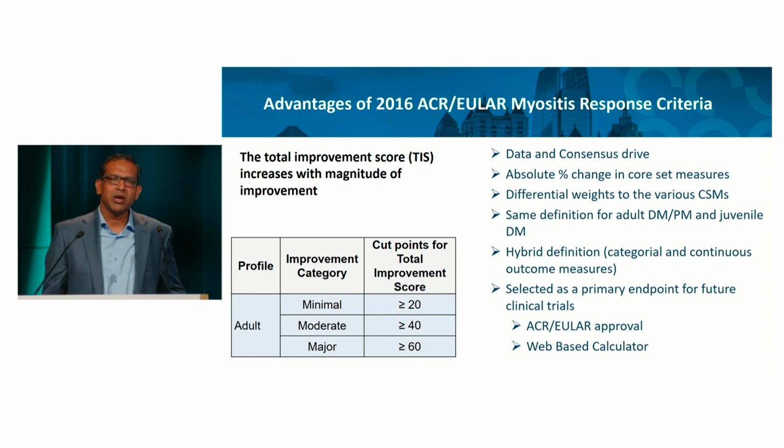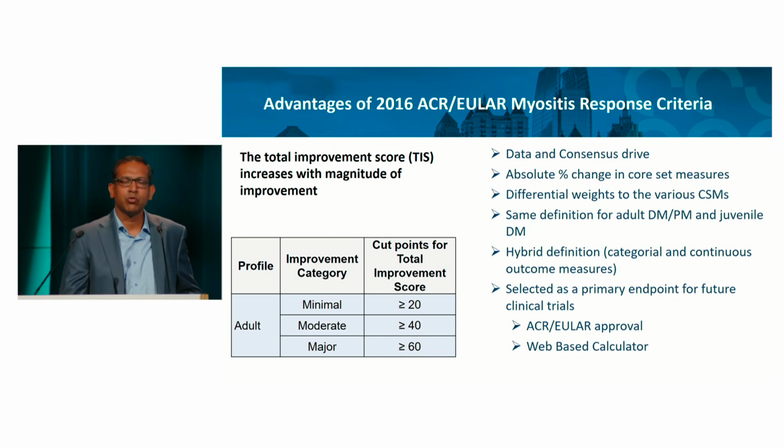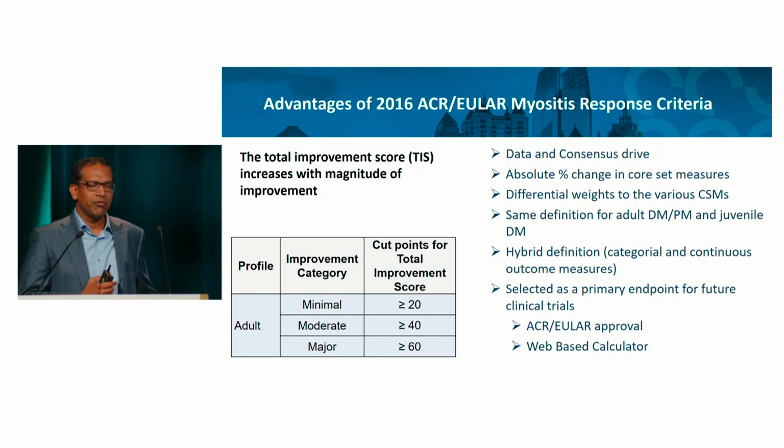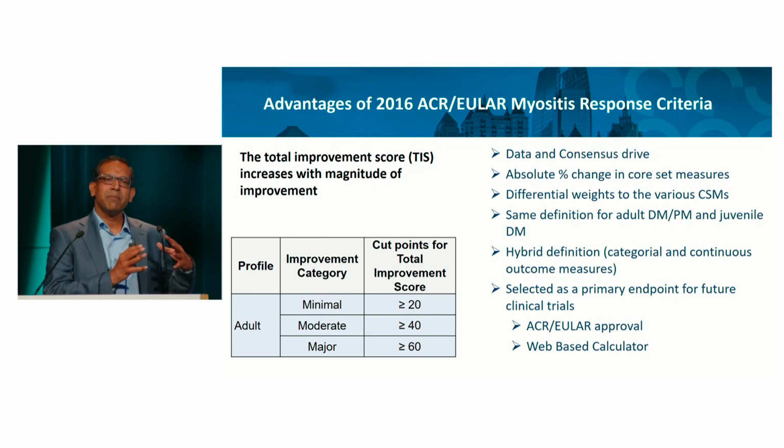Now, this was a very significant improvement over previous outcome measures that we had. This was data and consensus driven. It's weighted based on the different values of the different core set measures. It uses absolute percentage change as the change, whereas relative percentage change is faulty. And you can have a mean score of total improvement, or you can have a categorical minimal, moderate, or major improvement. And it's been approved by ACR and EULAR.